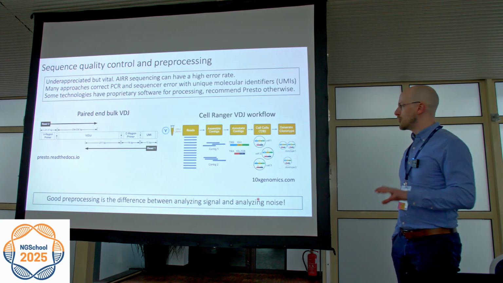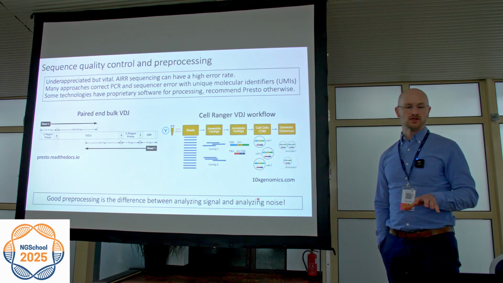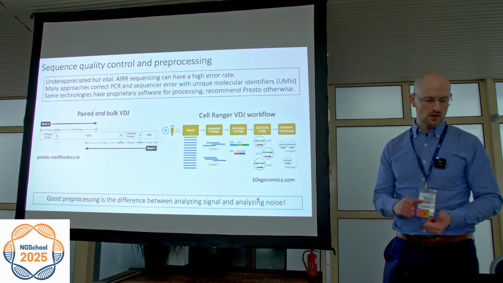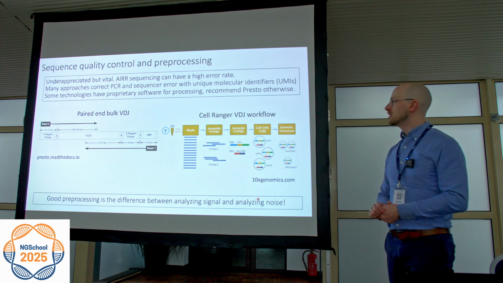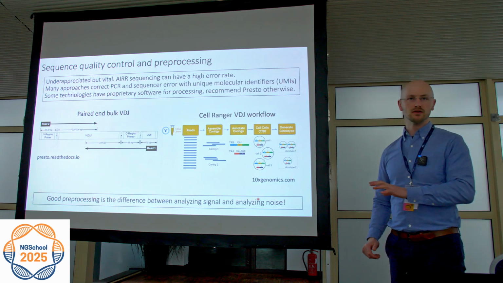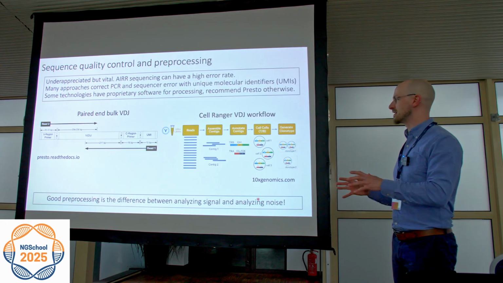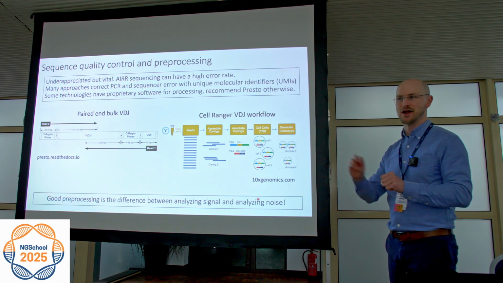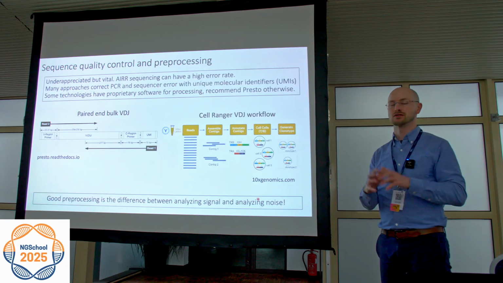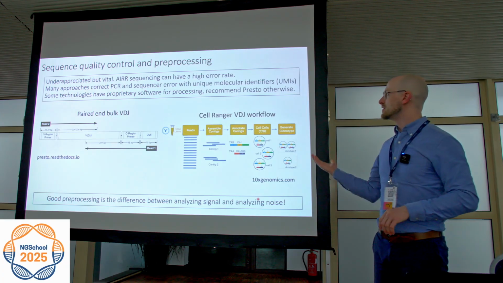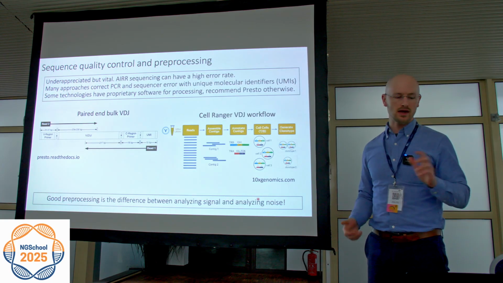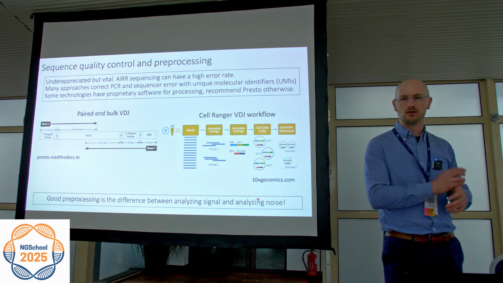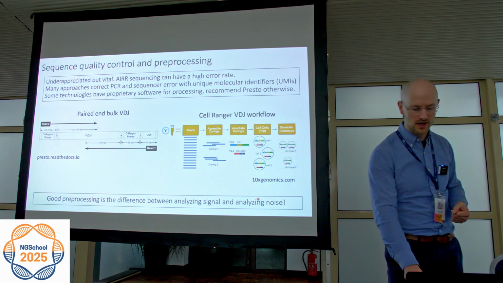So there are multiple steps for adaptive immune receptor repertoire analysis. The first is sequence quality control and preprocessing. This is underappreciated but vital. I would say that good sequence preprocessing is the difference between looking at biological signal and biological noise or technical noise. AIR sequencing can have a very high error rate, and there are multiple approaches to correct this error. That tends to come from either PCR amplification or sequencing error.